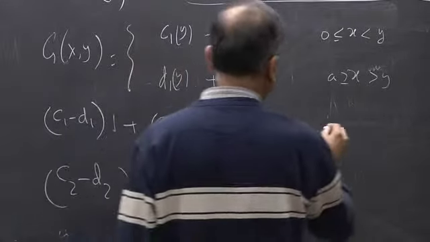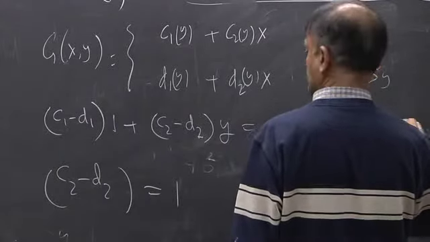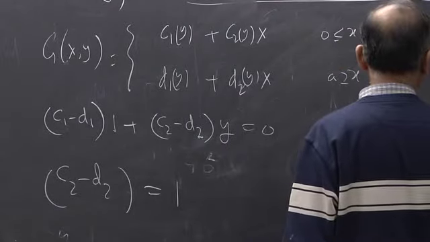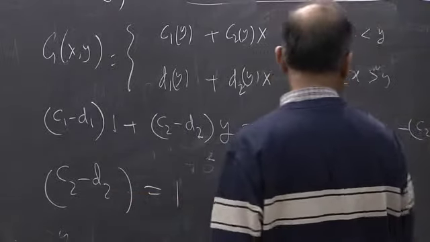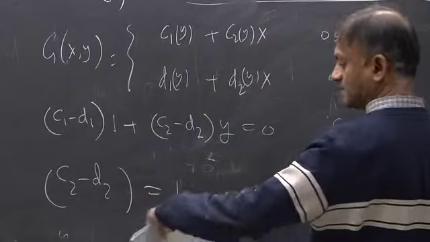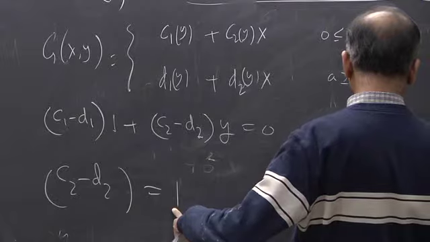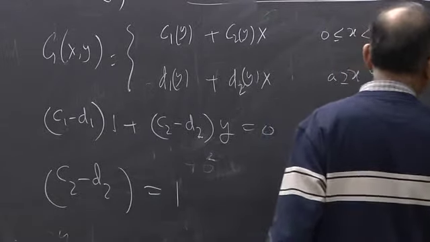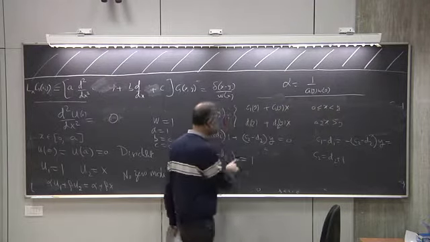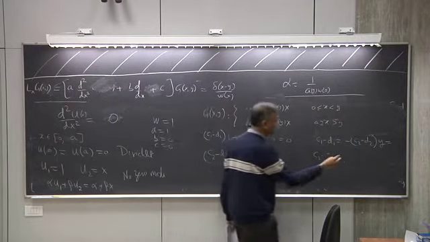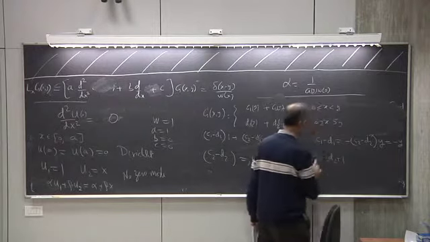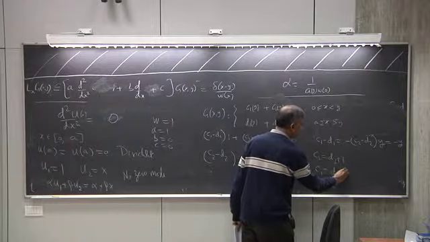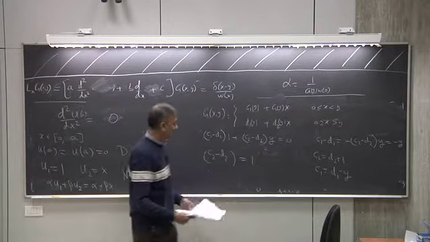So the first equation tells me that c1 minus d1 equals minus (c2 minus d2) times y, and the second equation tells me that c2 minus d2 equals 1, so c2 equals d2 plus 1. When you plug c2 minus d2 equal to 1 in here, that gives you minus y. So c2 is equal to d2 plus 1, and c1 is equal to d1 minus y. Correct?